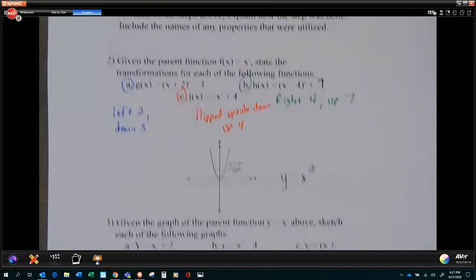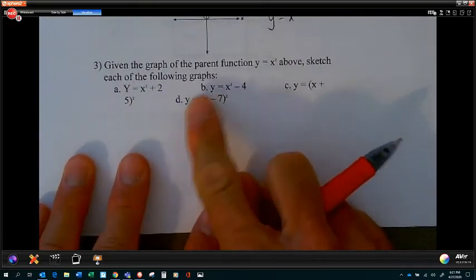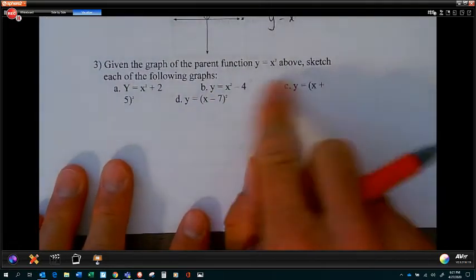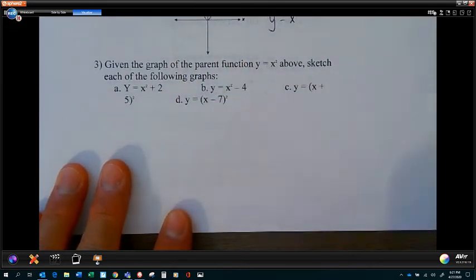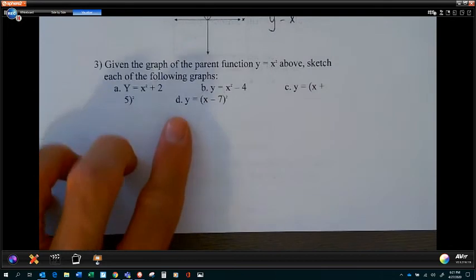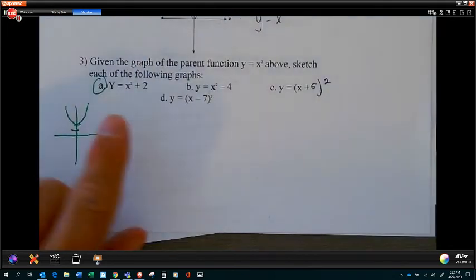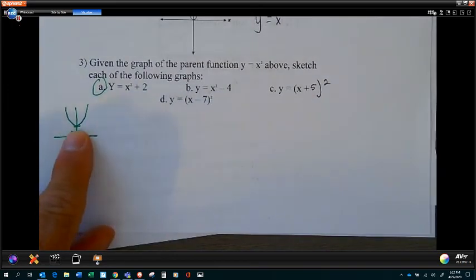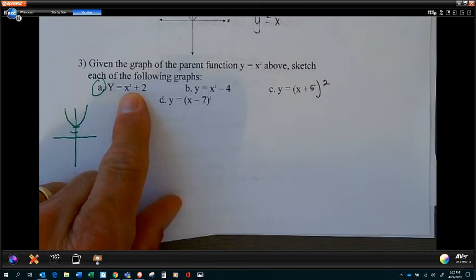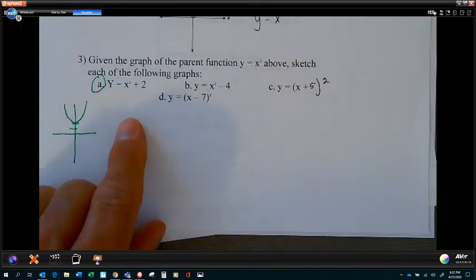Number 3, given the graph of the parent function y equals x squared above, sketch each of the following graphs. Again, we have A, B, C, and this C is finished out over here, and then we have D, so we'll do those in different colors as well. The first one here, x squared plus 2, is just going to move it up 2 units. We have nothing inside with the x, no h value, so our k is going to move it up.